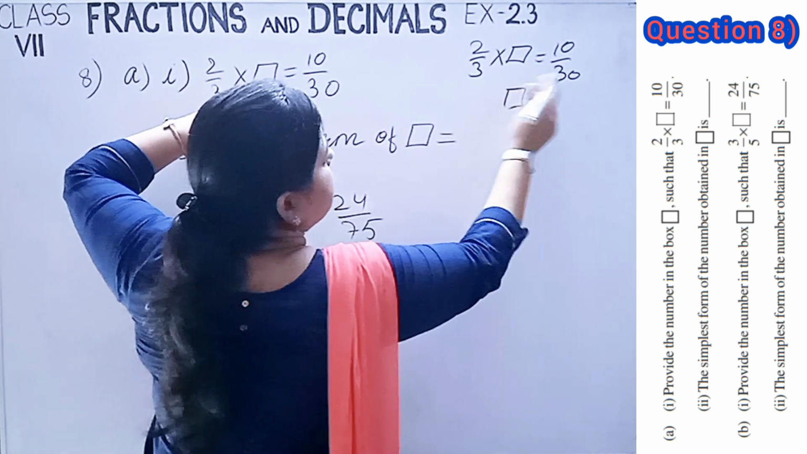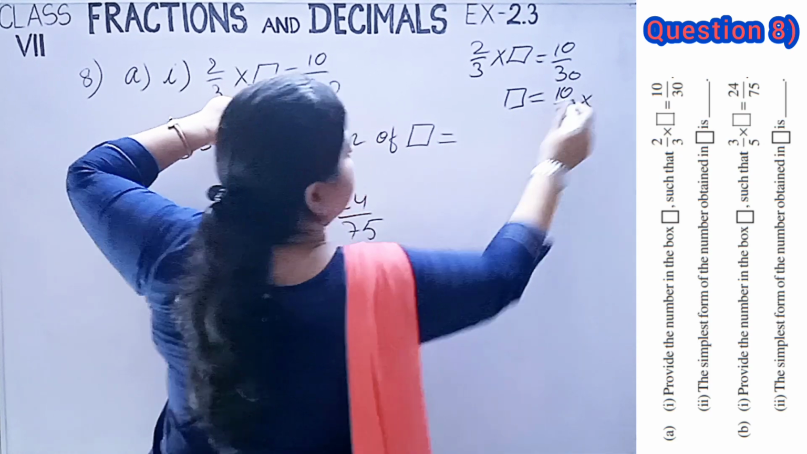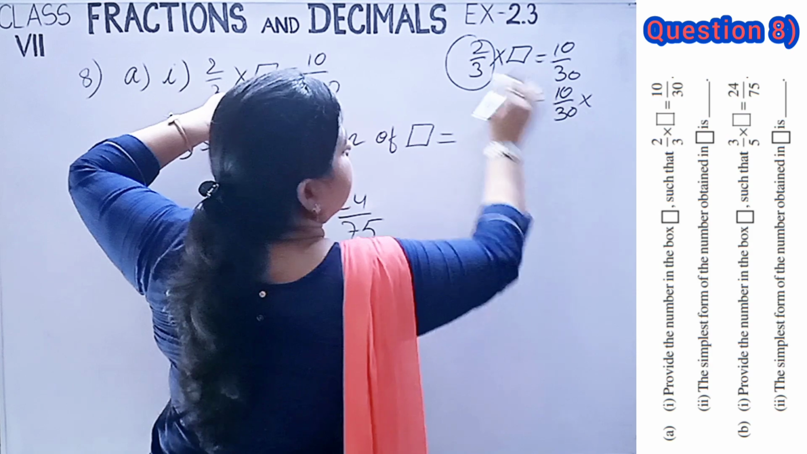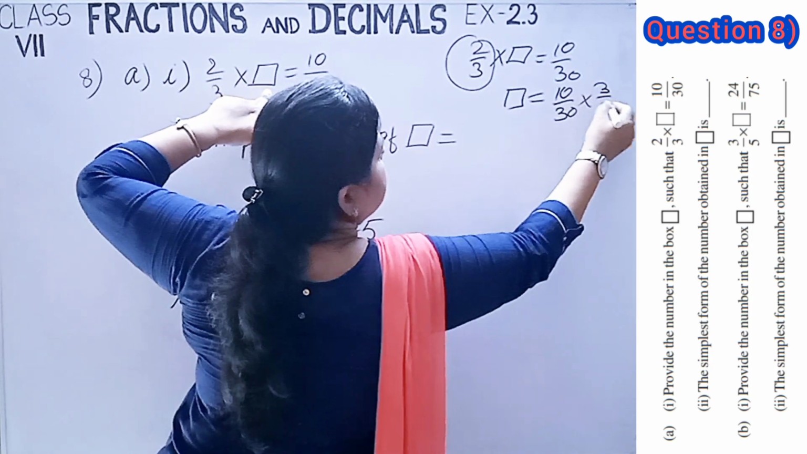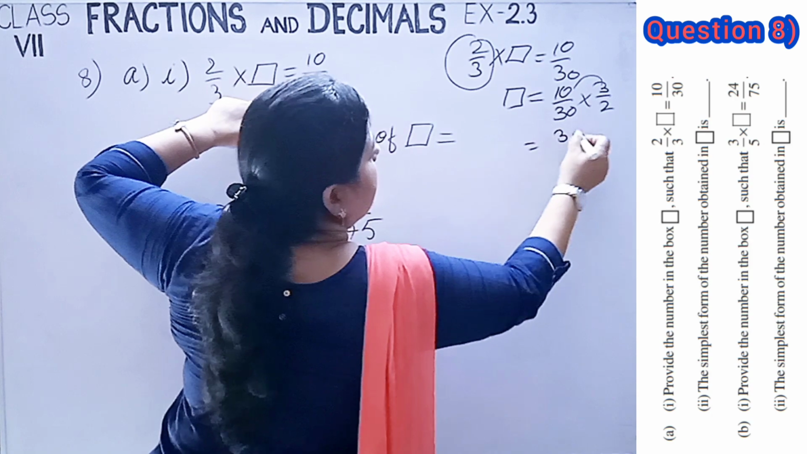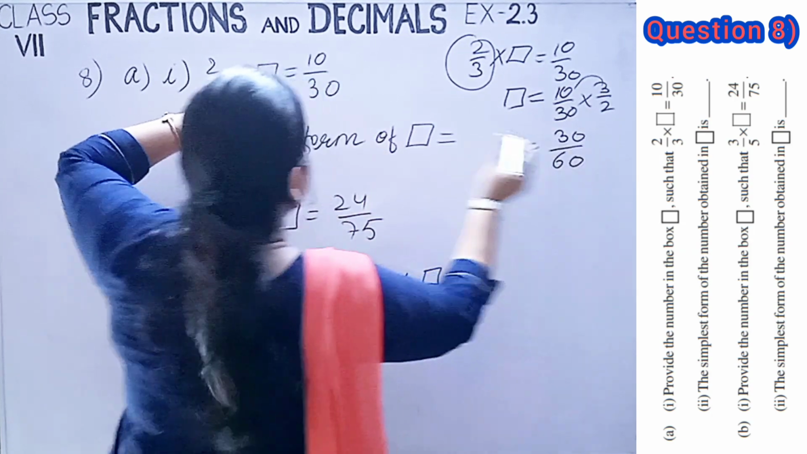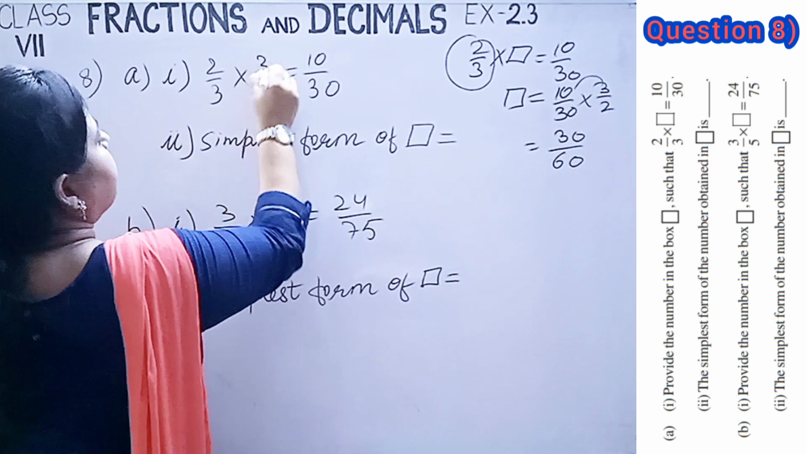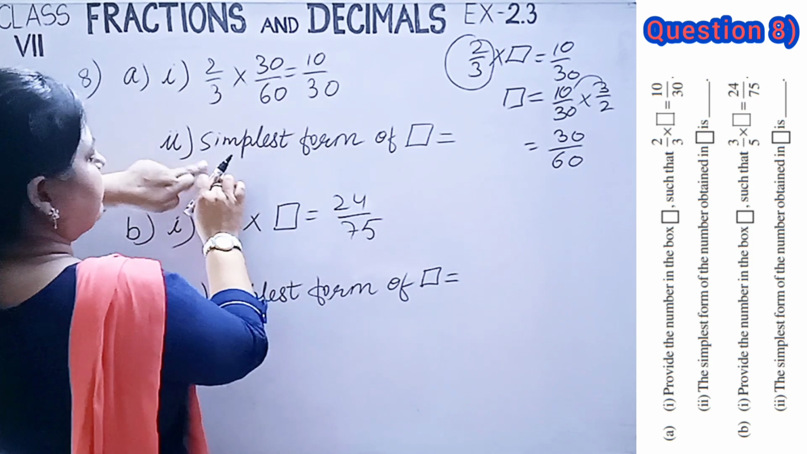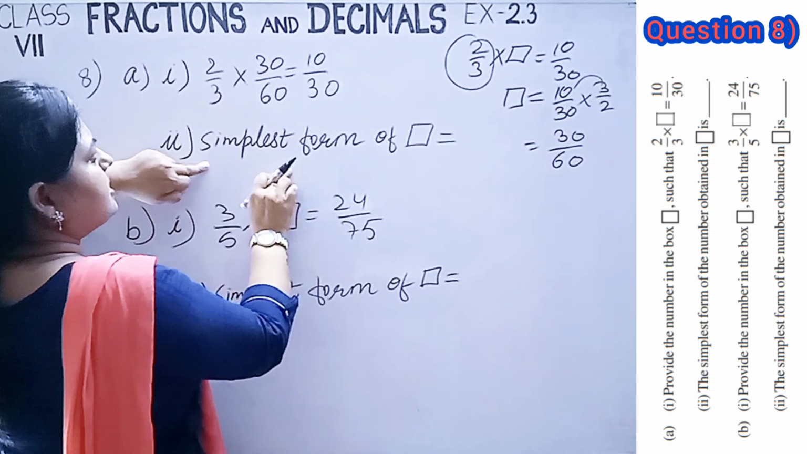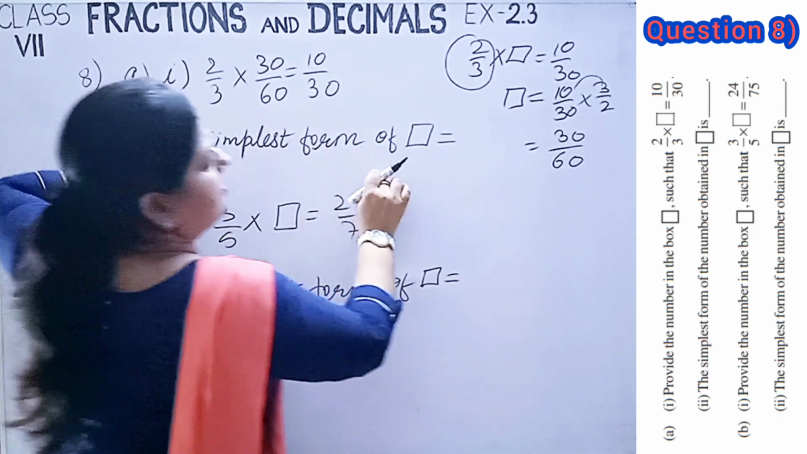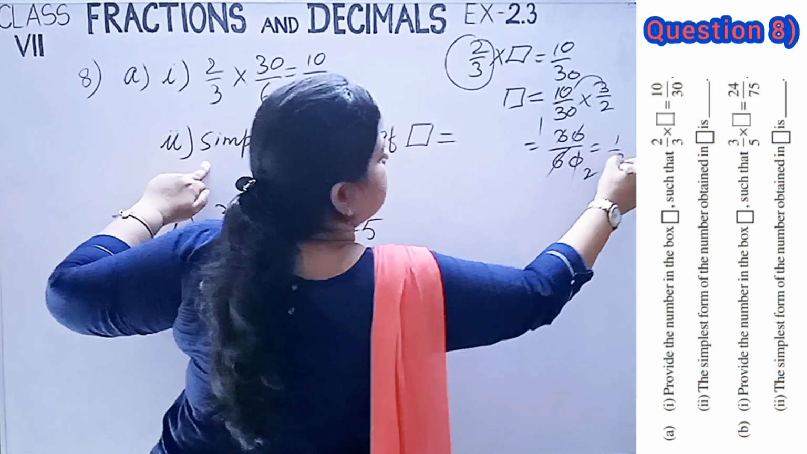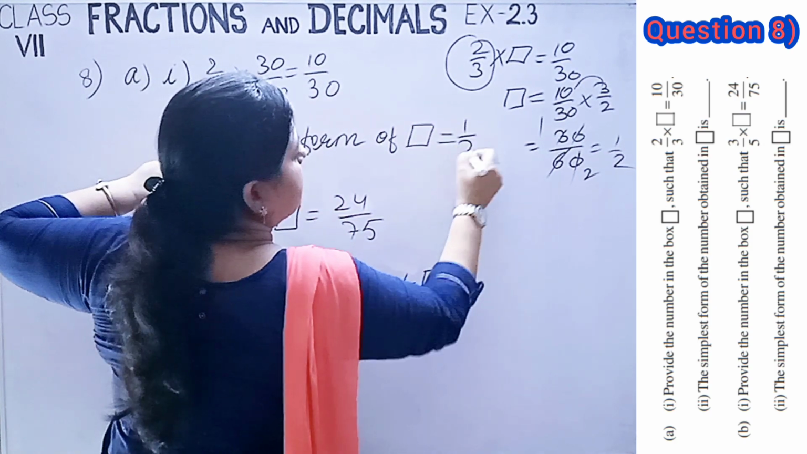So this is equal to 10 by 30 into, we have to change the side of 2 by 3 from left to right. So it will be reciprocal, 3 by 2. Now 10 3s are 30 and 3 2s are 60. It means the value of this box is 30 by 60. Now in the second part we have to change this number into simplest form. So zeros cancel, 3 1s are 3, 3 2s are 6. So the answer is 1 by 2. It means the box is 1 by 2.